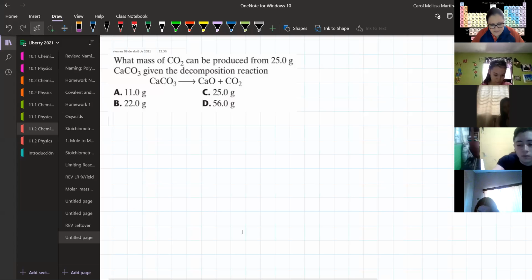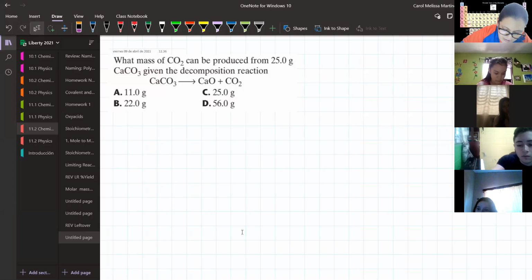It says, what mass of carbon dioxide can be produced from 25 grams of calcium carbonate given the composition reaction? And they're giving me the reaction. The first thing that I have to see is if it's balanced.